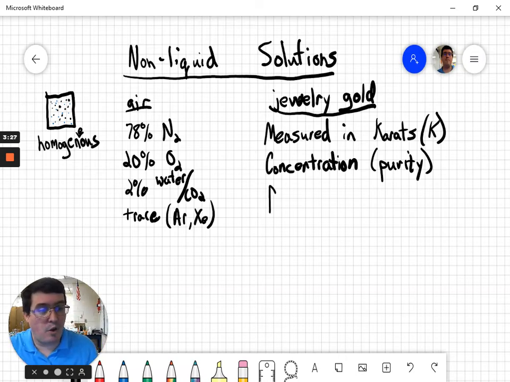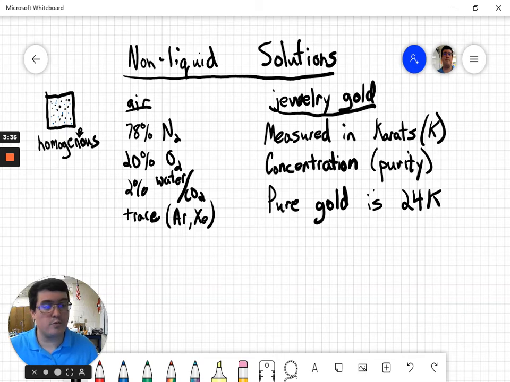And pure gold is set at 24 carats. So have you ever heard of 24 karat gold? That's pure gold. Now, pure gold is very soft, very easy to bend, right? If I had a ring like this on and I was trying to squeeze it on my finger, it would actually bend and shape around my finger.